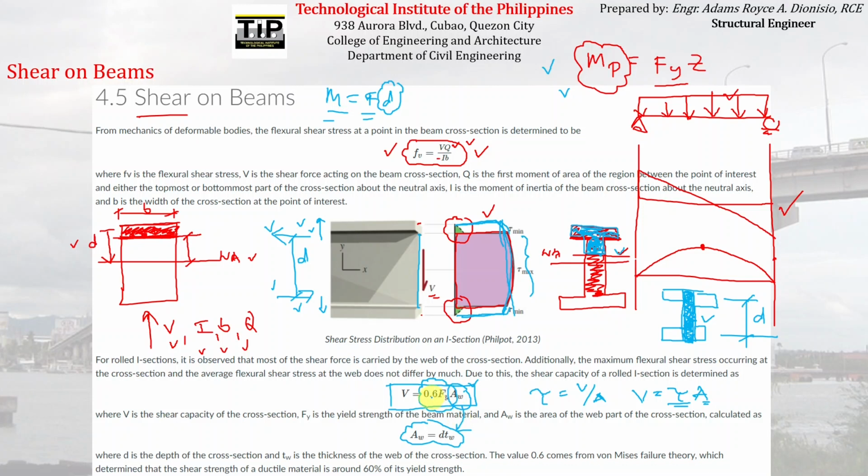Okay, so the capacity of a steel section to resist shear stresses is somewhat small compared to the yield strength. According to the study of von Mises failure theory, it was found out that the shear stress capacity of a steel section is just 60% of the yield stress or yield strength. That's why we did not use the whole Fy here, but 60% only. Okay.